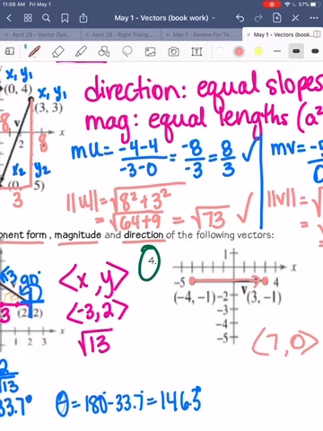Okay, so then magnitude, remember, if it's perfectly vertical or perfectly horizontal, you can just count 1, 2, 3, 4, 5, 6, 7. It's 7 units.